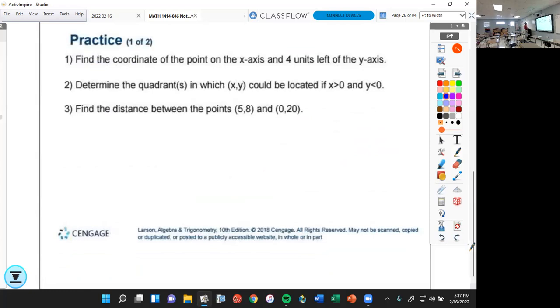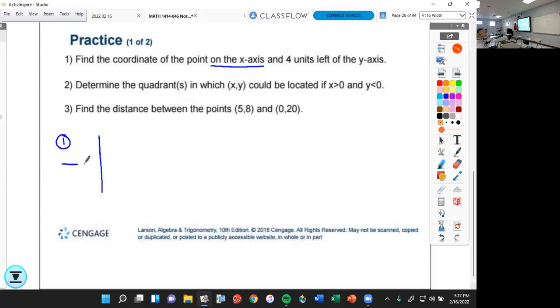So number 1, find the coordinate of the point on the x-axis and 4 units to the left of the y-axis. So it says it's on the x-axis. If I was going to sketch a coordinate plane, it would look something like this. My x is horizontal and y is always vertical. Because it's on the x-axis tells me I'm not going to go up or down at all. I'm going to stay right on this line.